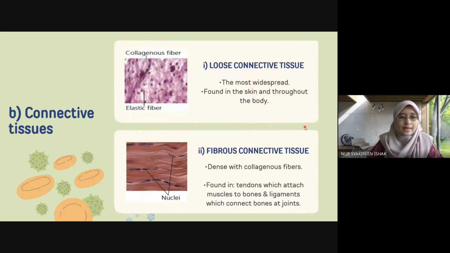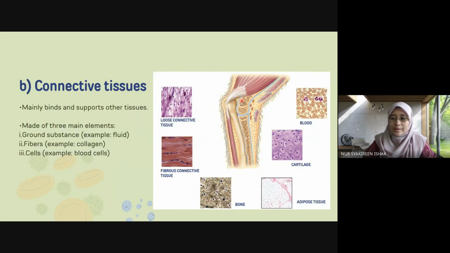So let's look at each one. The different types of connective tissue. The first one here is loose connective tissue. As you can see, it consists of collagen and elastic fibers. It is the most widespread, found in the skin and throughout the body. The next one is fibrous connective tissue, dense with collagenous fibers, found in tendons. Tendons attach muscle to bone. So these are muscles, muscles to bone. This is the fibrous connective tissue here.